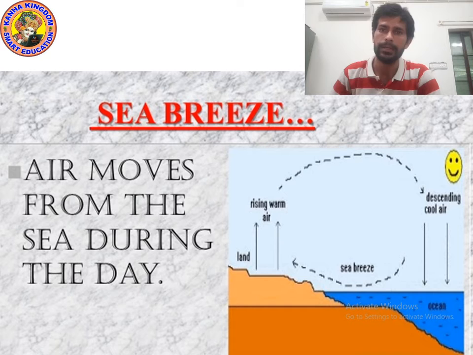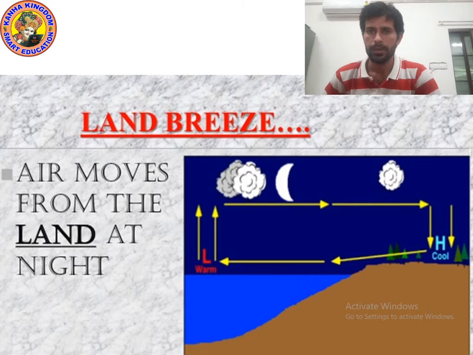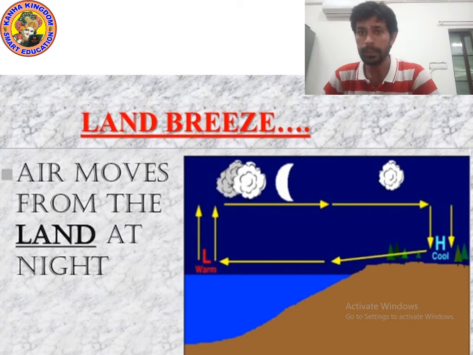Okay. Now let's understand land breeze. Okay kids, now it's time to understand land breeze. So what is land breeze? The process of transferring colder air from land to sea and hotter air from sea to land, just opposite of sea breeze. Remember kids, the definition is just opposite of sea breeze, so you can easily remember. And land breeze always occurs at night.